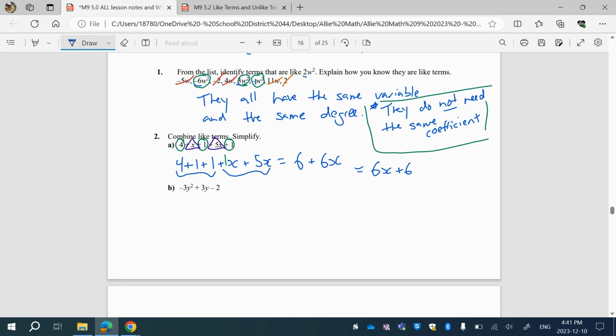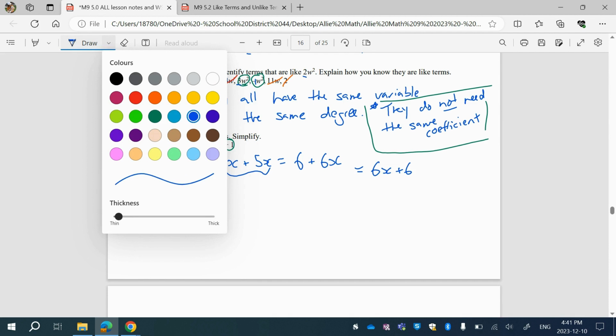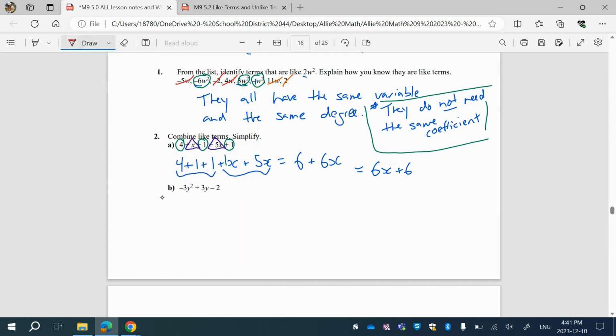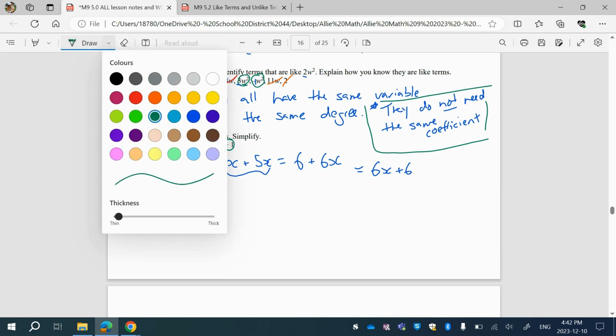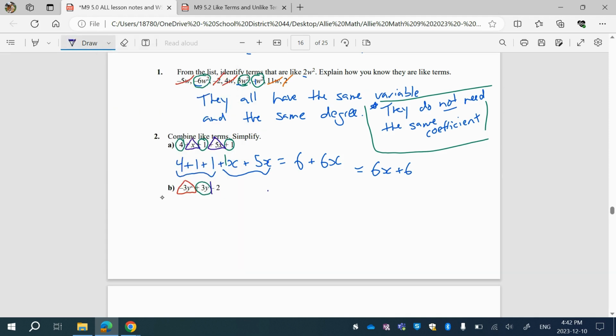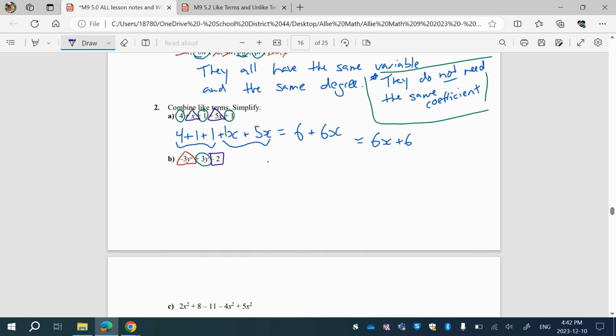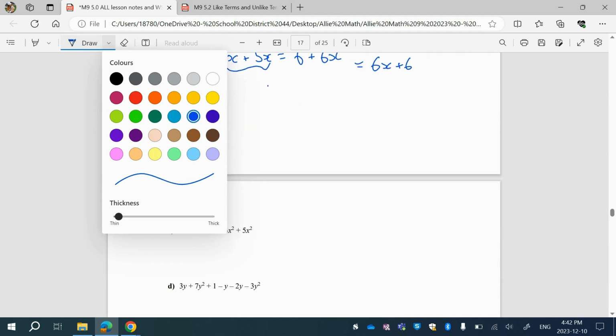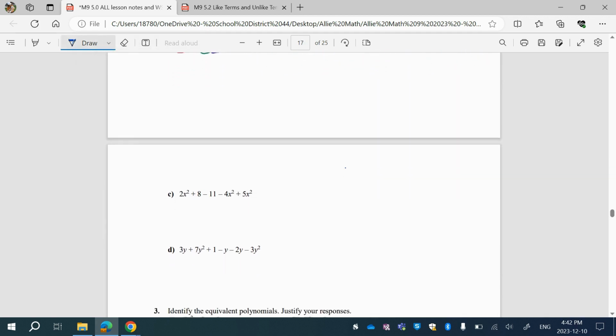Next, let's examine this one. We have a -3y squared, we have a +3y, and we have a -2. There's no like terms, so that's as simple as it's going to get. We can just leave that one as it is. Let's do the next one.